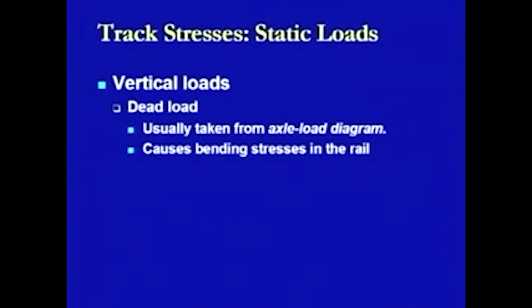The other load will be the live load. Usually, this is taken from the axial load diagrams which are prepared for the different types of locomotives or wagons, and because of these loads, the bending stresses are induced in the rail sections. We have seen in the previous diagrams, when we discussed the relief of stresses, that a load which is induced causes the maximum positive bending moment at the rail seat and a maximum negative bending moment at some distance away from the point of application of the load. So, that is the bending stress being induced.